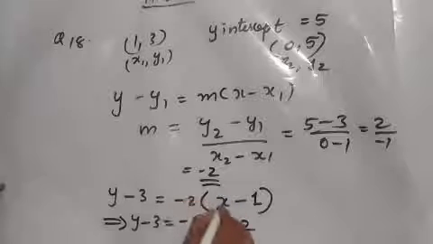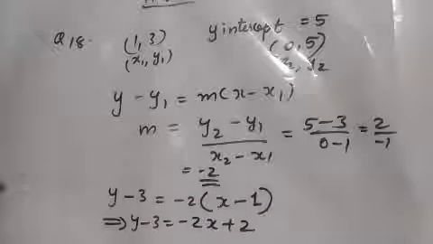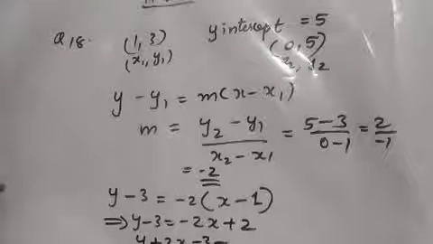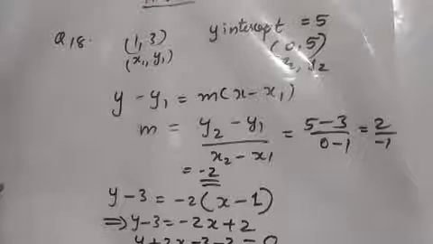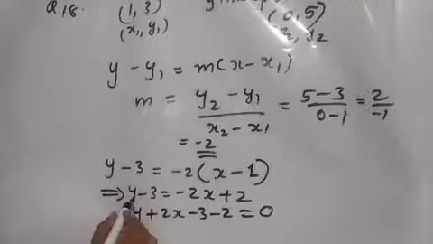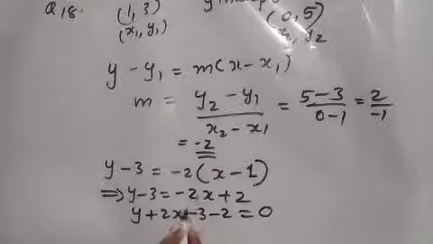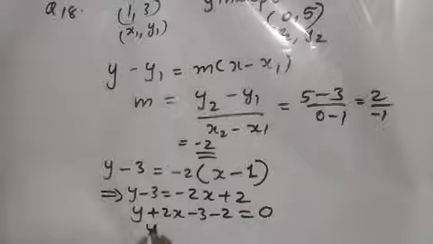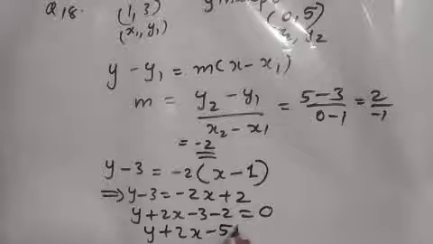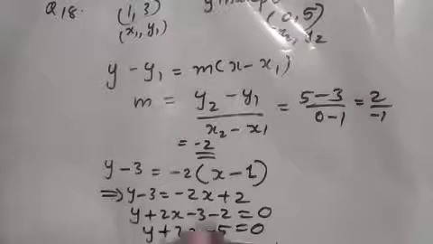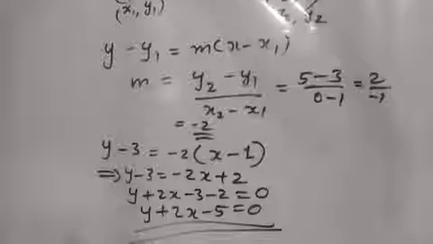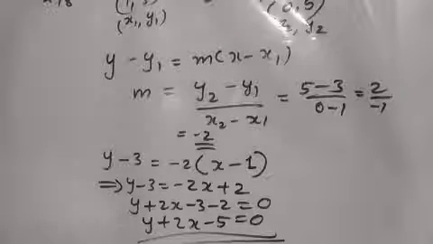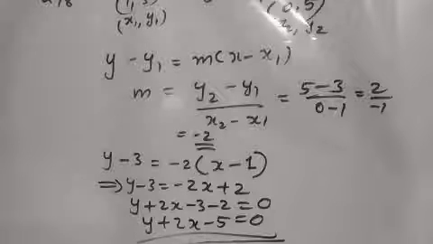Open the bracket: minus 2 into x is minus 2x, minus 2 into minus 1 is plus 2. So that y plus 2x minus 3 minus 2 equals 0. I wrote all the terms to the left side: y minus 3, minus 2x changes to plus 2x, and plus 2 changes to minus 2. That is y plus 2x minus 5 equals 0. Same sign, so we have to add and give the same sign. Okay, y plus 2x minus 5 equals 0. This is the equation of the straight line.